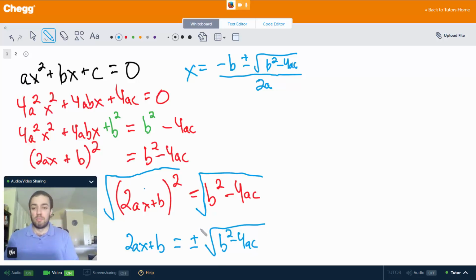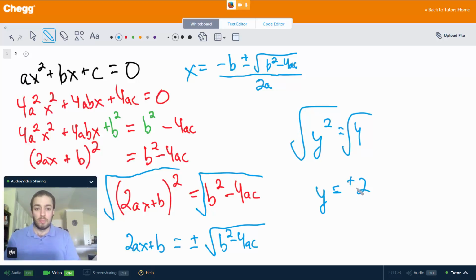Why do we have plus or minus? Because here we have something squared, and we took the square root of it. It's a general rule that if you take the square root of something squared in an equation like this, then on the other side of the equal sign you're going to have a plus and minus. For example, if you have y squared equals 4, and you take the square root of both sides, then y equals plus or minus 2. So we have to make sure that we account for the negative root also.